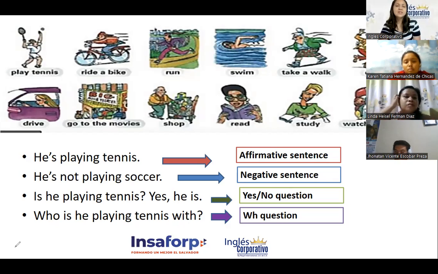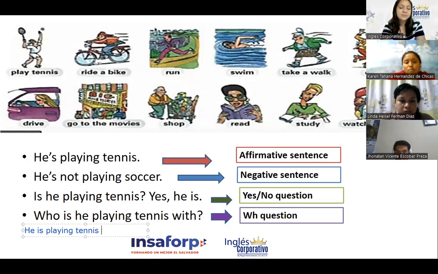I didn't write the answer, but the answer could be... ¿Cómo sería la respuesta? Help me, please. He is playing tennis with... with his brother, for example.